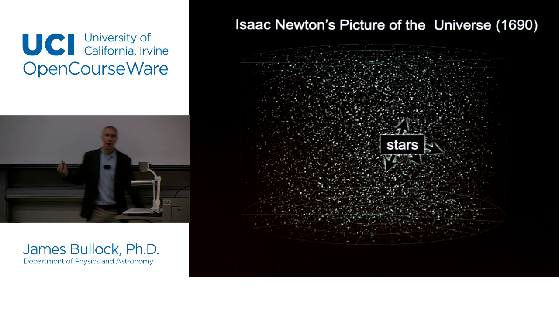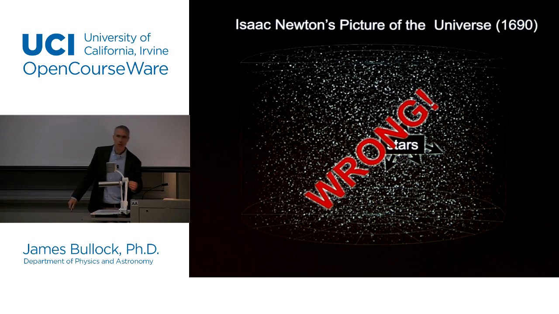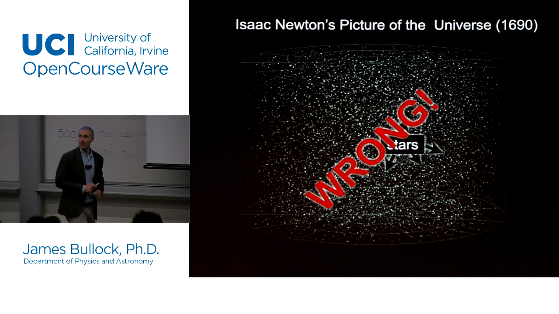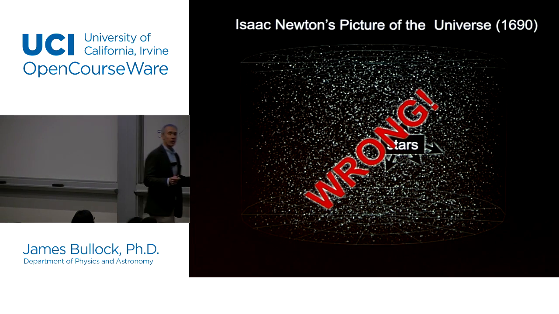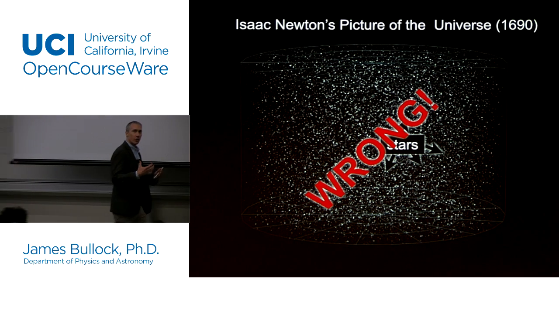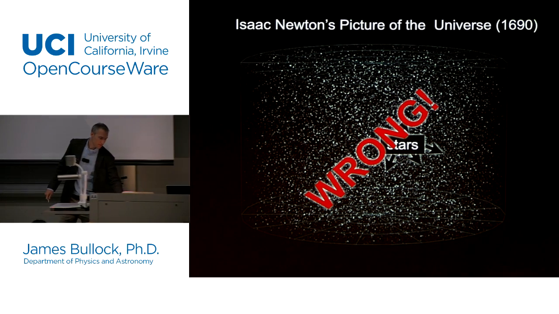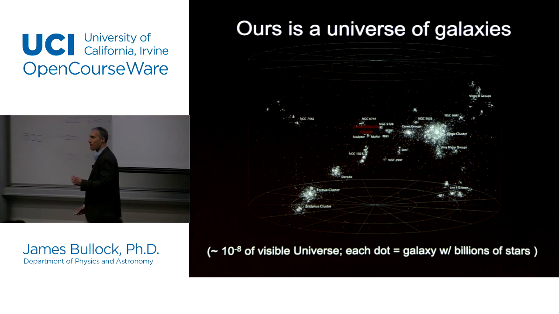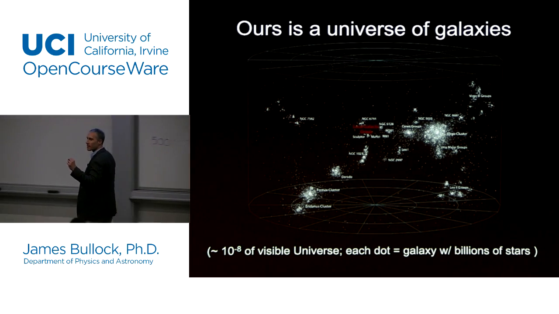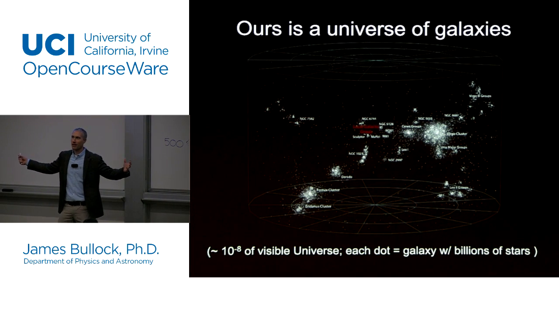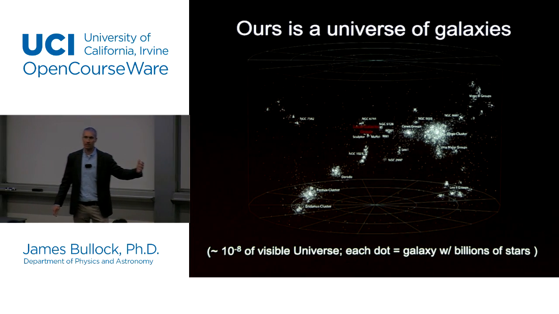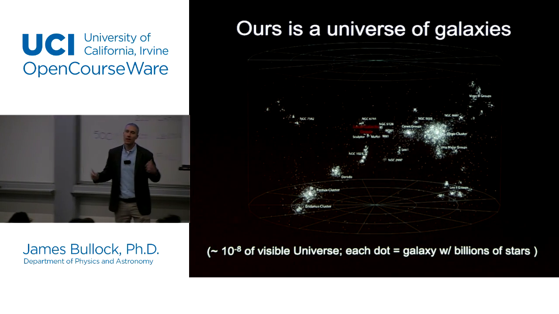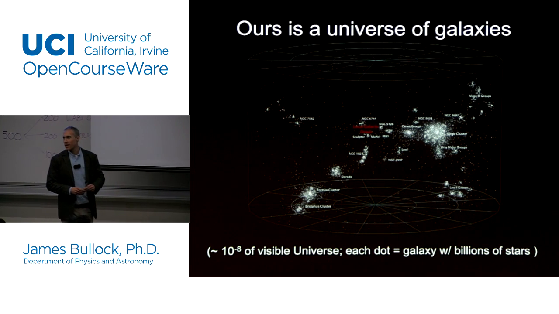But this is, in fact, not at all what the universe is like. So Isaac Newton, despite being a super genius and all, was wrong. We know now that this is not the universe. This is not a good picture of what the universe is like on the largest scales. Our universe is a universe of galaxies. Each of those galaxies is like that ocean of a Milky Way, containing more than 100 billion stars. And in fact, we think that the entire universe that we can see contains more than 100 billion galaxies like our Milky Way.